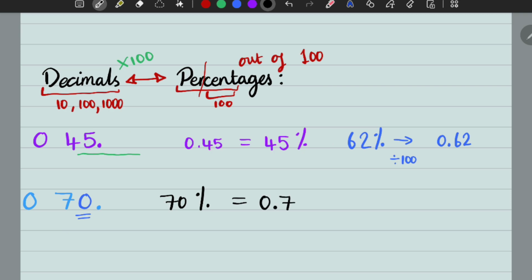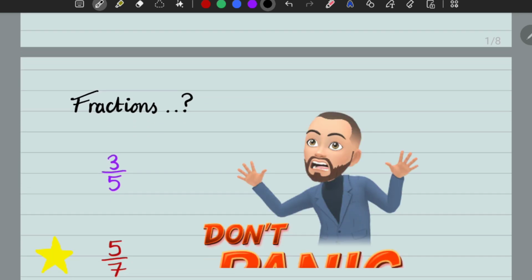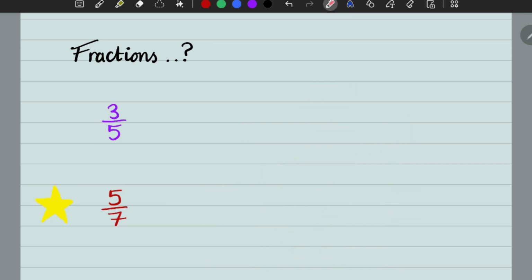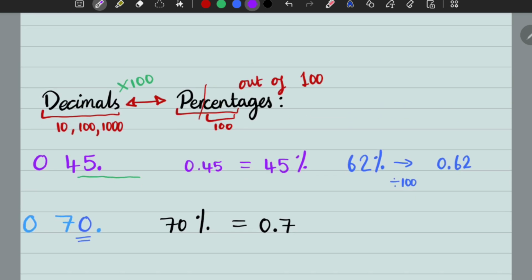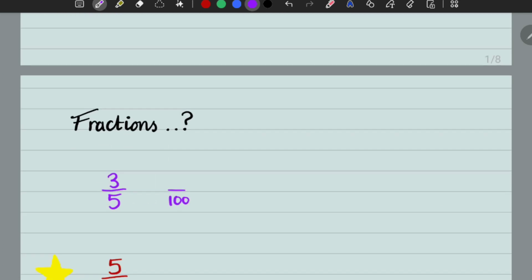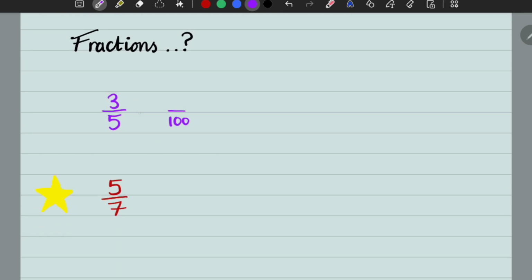Now, a lot of the time I find children in my class find fractions the most tricky part of this converting between fractions, decimals, and percentages. So let's spend a little bit of time looking at that. Now, if it's possible, the goal, let's look at 3/5 first. The goal here is to make it over 100 instead, because that way I know from before if I can make it out of 100, it's the same as my decimals and percentages, nice and easy. So ideally we can make it out of 100.